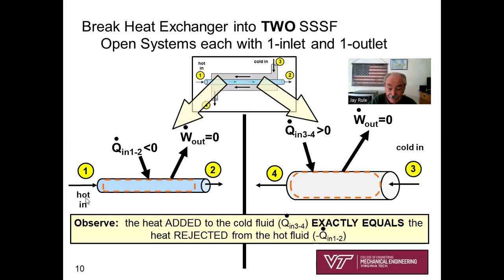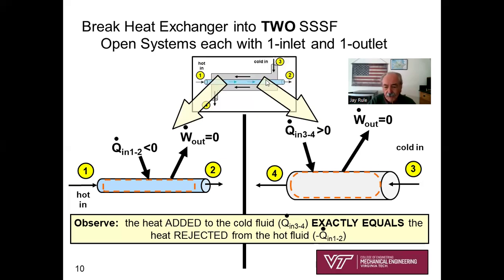I'm going to call it hot in at state 1, and there's state 2. And I'm going to draw a control surface around that one pipe. I've got 1 inlet, 1 outlet. W dot out, not lifting a weight, no shaft coming out, W dot out is 0. Q dot in from 1 to 2 is less than 0 for this situation, because this is my hot fluid. I've got heat flowing out of my hot fluid, don't I? So I'm going to recognize it's less than 0. I should have started with the cold to make it clearer.